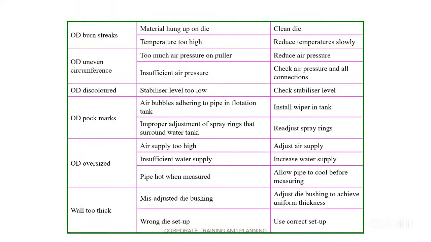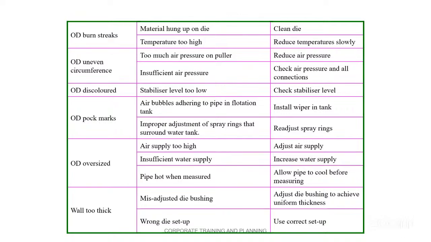Then burn specks, that is again material hung up in the die. This is why these burn marks are observed: the material burns inside due to the high temperature, and that's why you have to reduce the temperature. Again, if there is a burn mark, you have to clean the die.